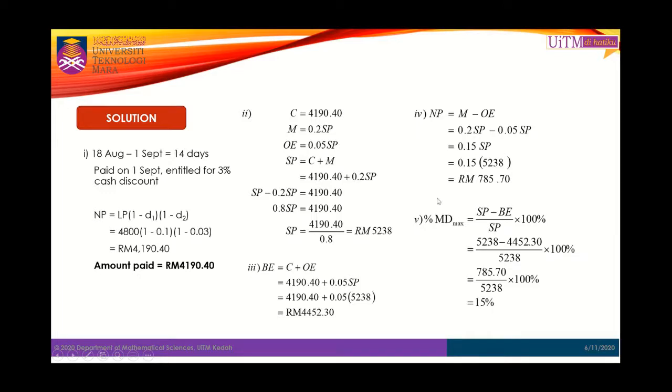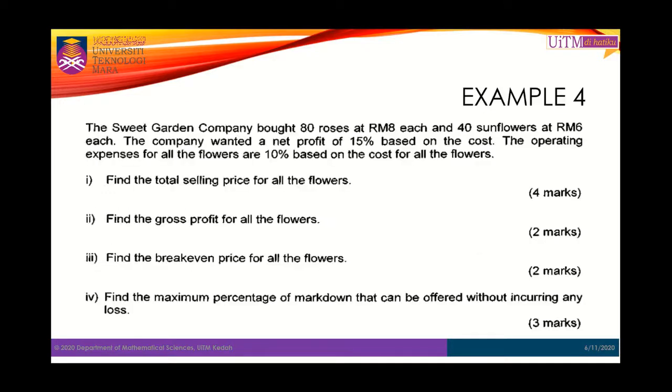Okay, but if it's in the form of based on selling price, then straight away you will know that the net profit is equal to 15%. You just say, okay, the maximum markdown percent is 15% because the net profit is 15% based on the selling price. So that is the situation. All right, so let's move to the next example.